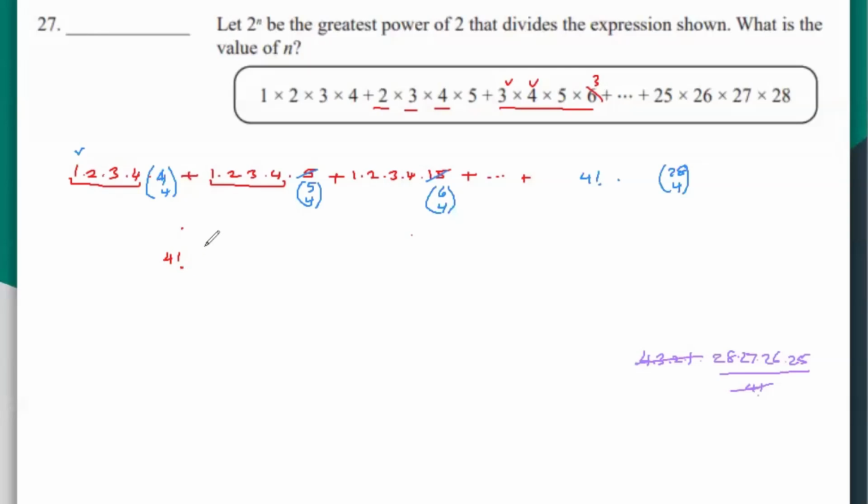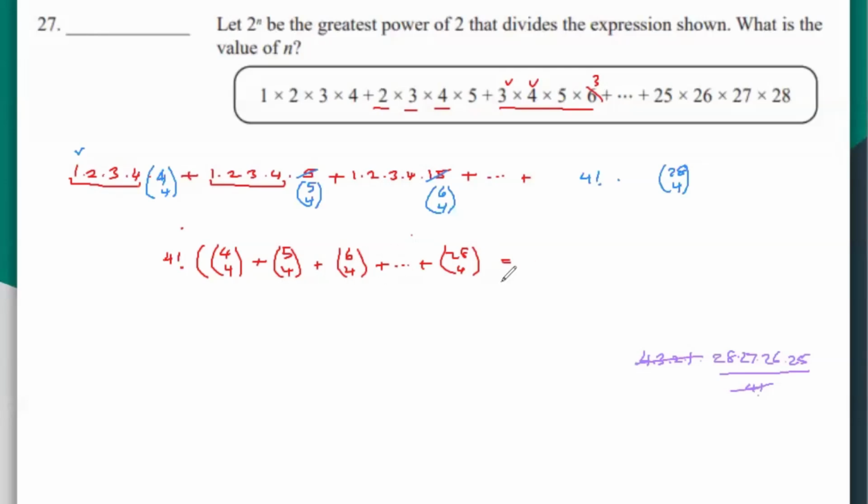So 4 factorial times 4 choose 4, and then you have 5 choose 4, and then 6 choose 4, and it will continue all the way to 28 choose 4. And then this is what we want to look at. I'm not sure if you've seen such a thing. This is actually our hockey stick identity, when you see the bottom numbers are the same and the top numbers are increasing by 1.